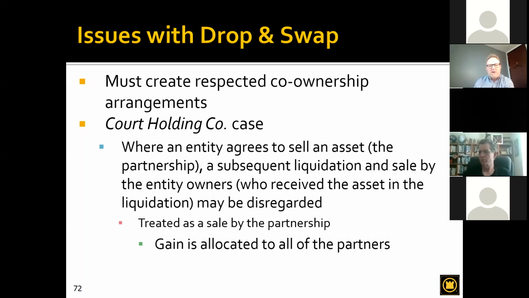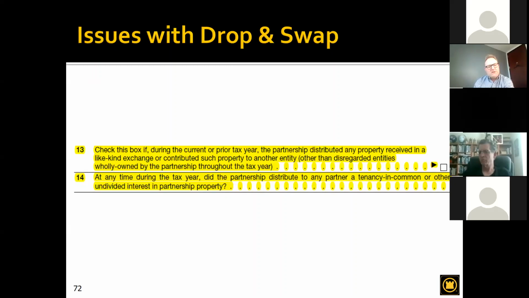Now, even on our partnership tax return, lines 13 and 14 ask these 2 questions. It says, check this box if during the current or prior tax year, the partnership distributed any property received in a like-kind exchange or contributed such property to another entity. So basically, if you check that box, you're raising the red flag for the IRS to come and look at your 1031. And then question 14: at any time during the tax year, did the partnership distribute any tenants in common interest or other undivided interest in the partnership? So they are actually looking for drop and swap transactions. So again, get this outside of, at least a year on a hold period.